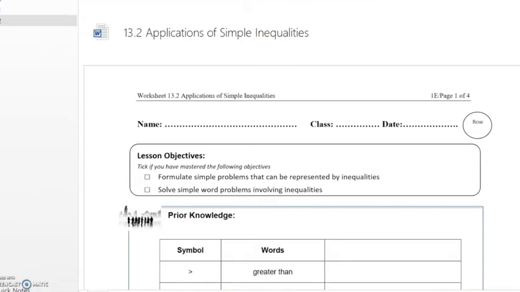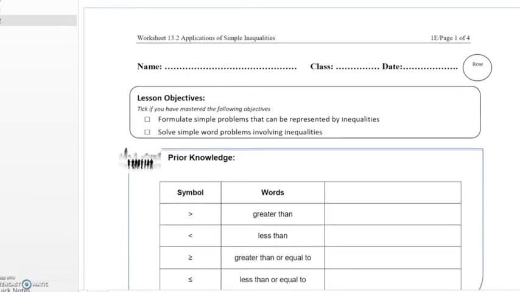Okay, in this video, we're going to look at worksheet 13.2. This is Mr. Yo here. If you have not done so, write down your name and your class and your date. Okay, and then I'll begin.